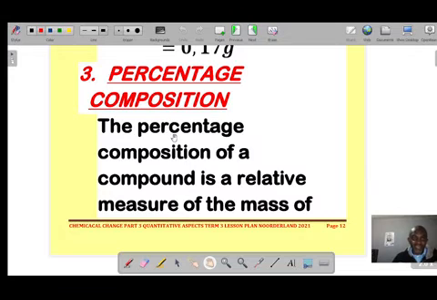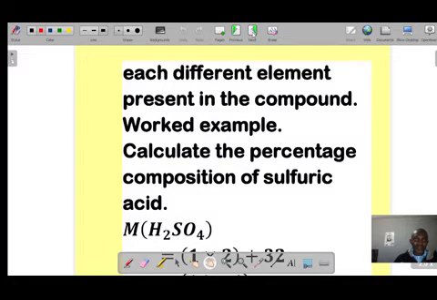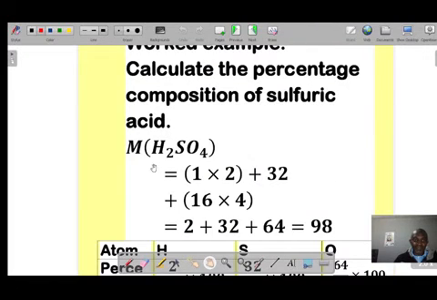The percentage composition of a compound is a relative measure of the mass of each different element present in the compound. We have a worked example here. They say calculate the percentage composition of sulfuric acid. Now, sulfuric acid has got H2SO4. As you can see, I have the hydrogen atoms, the sulfur atoms, and oxygen atoms.